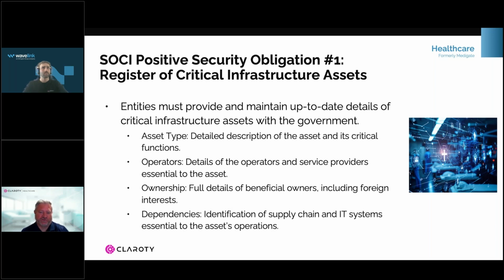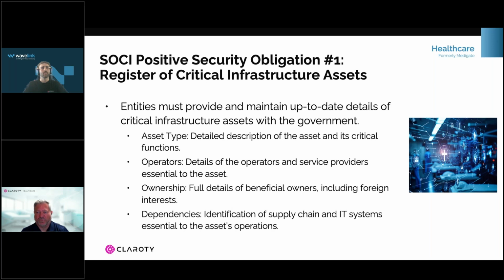Because if there's foreign interest, they have to be obviously entered into that solution as well. And then what are the dependencies that potentially create risk throughout the identification of that asset? So, are there third-party suppliers involved? Do you have backups and spares for those devices? Can they be easily patched if something goes wrong? Are there IT systems connected to it? So there's a whole raft of different things we look at to create that register of assets.